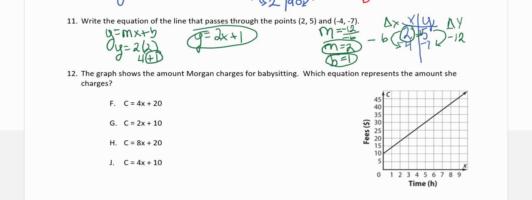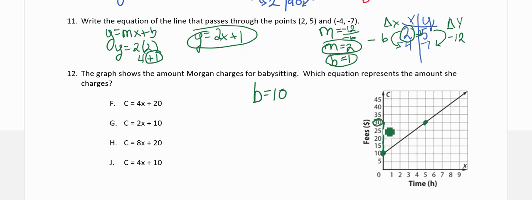Number 12, the graph shows the amount Morgan charges for babysitting, which equation represents the amount she charges? Well, first, just for showing up, it looks like Morgan charges $10. So my y-intercept is 10. And I'm going to find another good point on the graph. I'm not really sure if at 1 she's increased by 5 or not. I can't really tell. That's not really a clear one to me. So I'm going to skip all the way to this 5 hours. And now she's at $30.